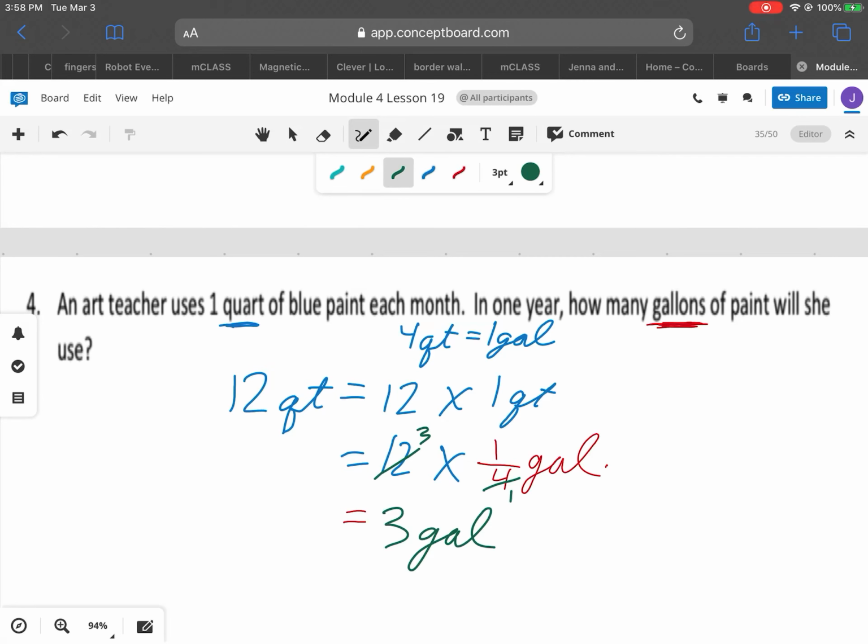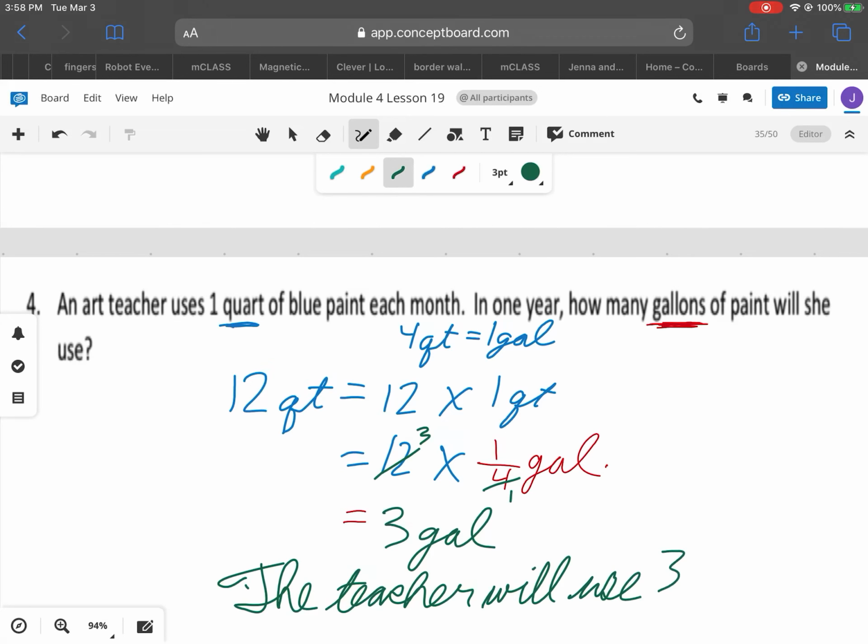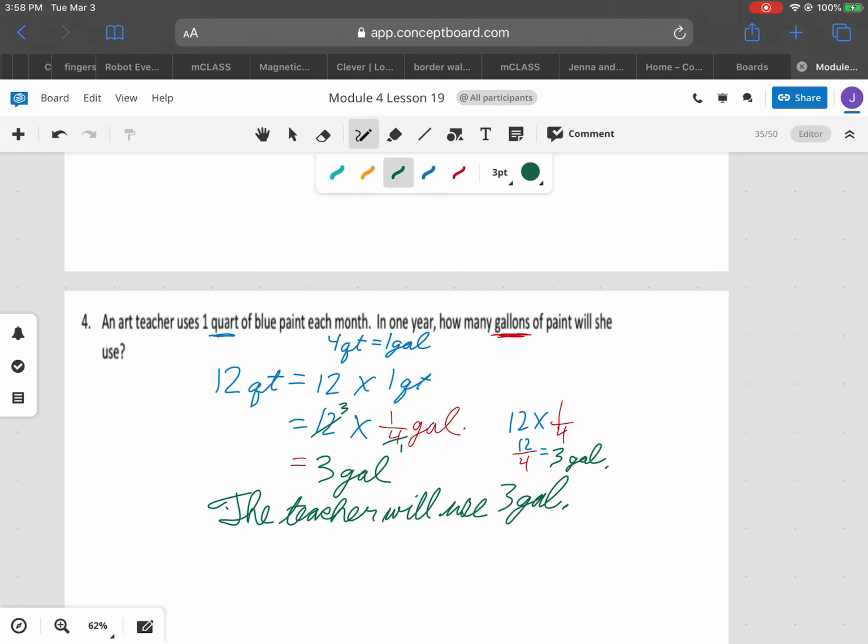Okay, so how many gallons of paint will she use? The teacher will use 3 gallons. Okay, for those of you that didn't get what I just did, I'll do it again. This would be equal to 12/4. 12 divided by 4 equals 3. Okay, and it's gallons. All right, boys and girls.